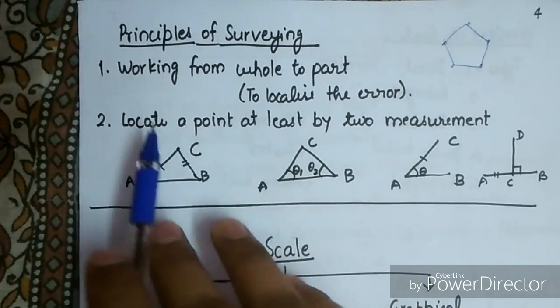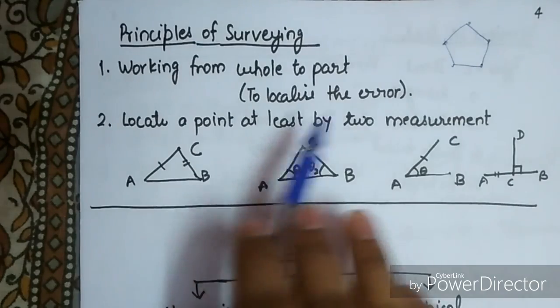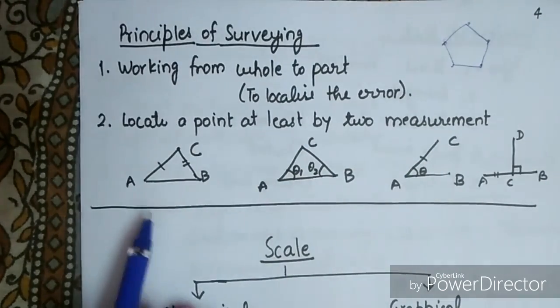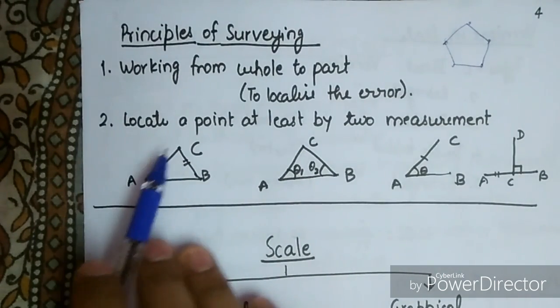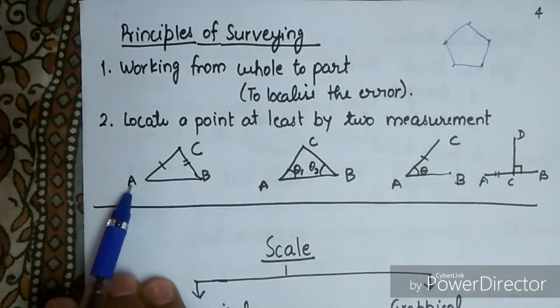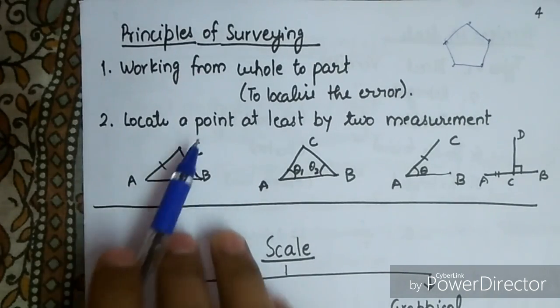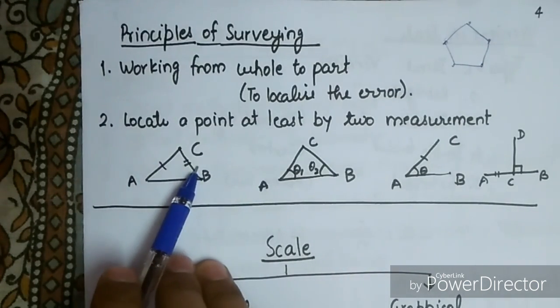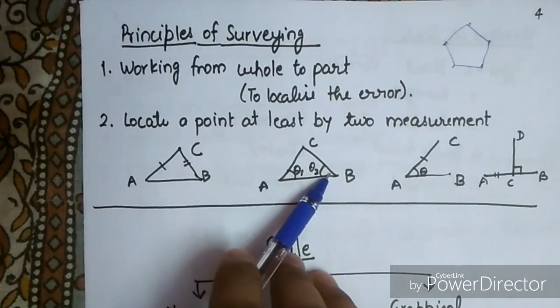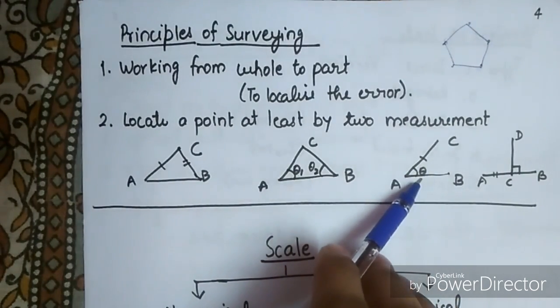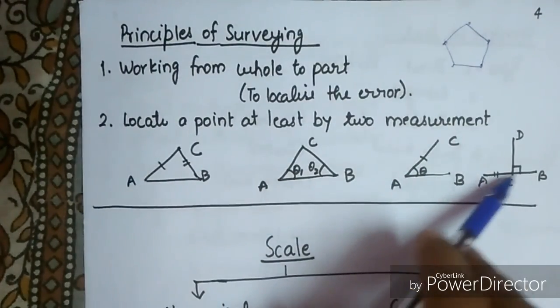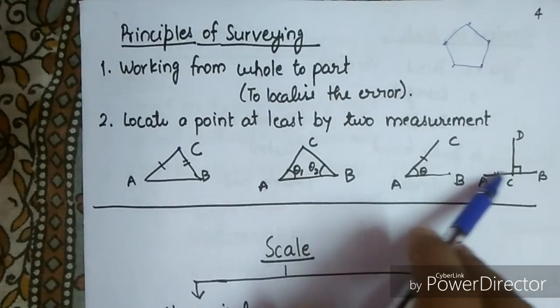Second principle is to localize a point by at least two measurements. You can see it here. We have to locate the point C from A and B. A and B are known points. Then either we have to take two distances, or both the angles, or one distance and one angle, or the perpendicular distance and this distance.